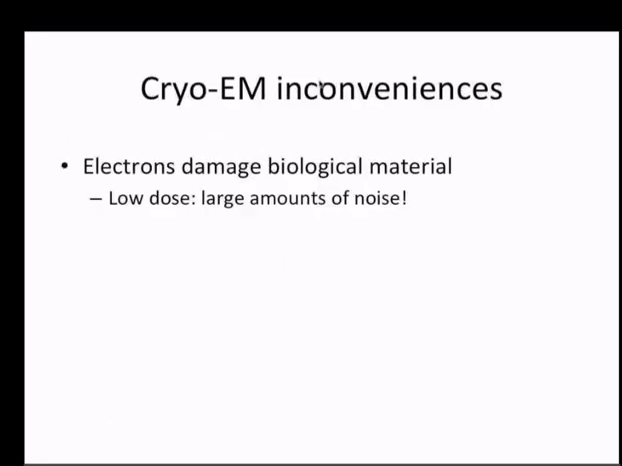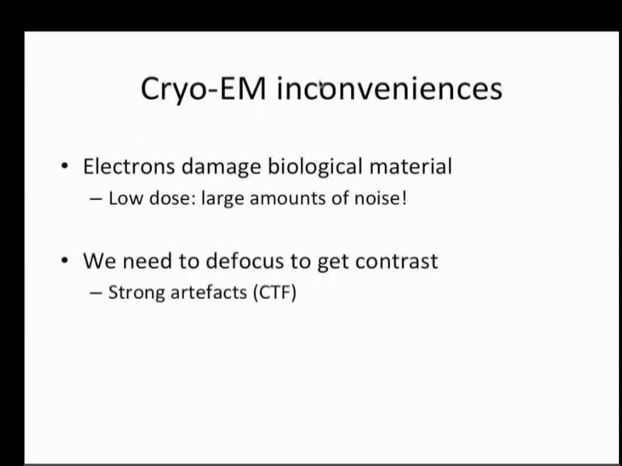If we look at cryo single particle analysis, there are a few experimental inconveniences. First of all, the electrons damage the biological material, so we have to be careful with how many electrons we put on them and use low dose, and that means we have images with large amounts of noise. Secondly, we need to defocus to get contrast, so we get all kinds of artifacts in our imaging process, and we typically describe those by the contrast transfer function, or CTF.